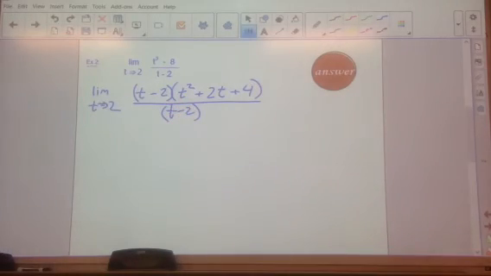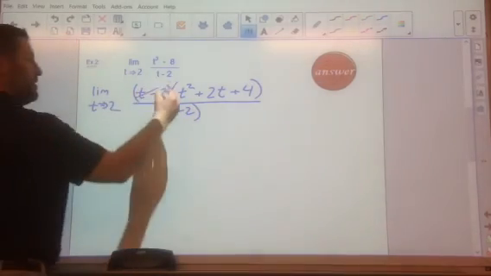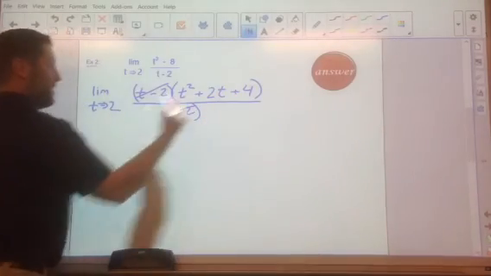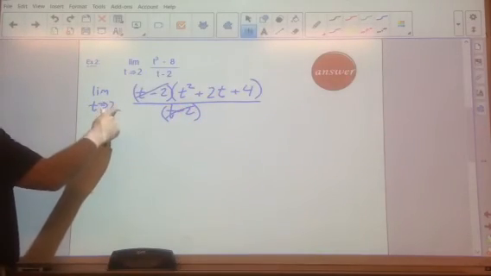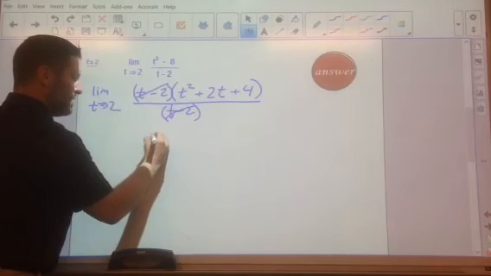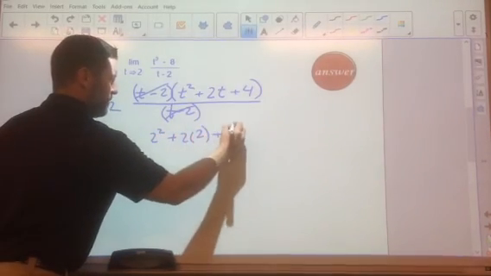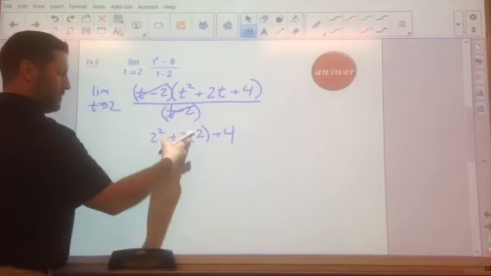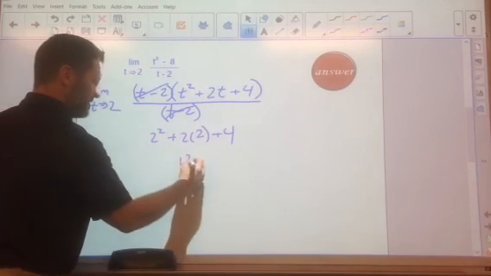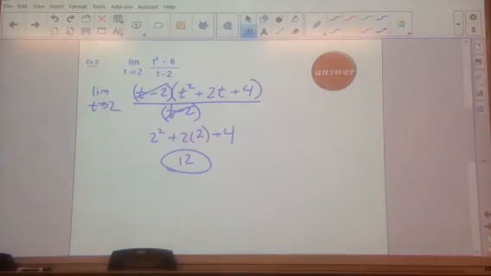And once again, the t minus 2's wipe each other out. I'm left with that, and I can use direct substitution. I can take the 2 and plug it in. 2 squared plus 2 times 2 plus 4. 4 plus 4 plus 4 is 12, and I'm able to use direct substitution. Alright, hit pause.